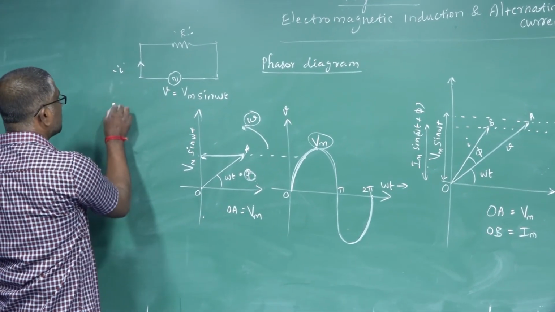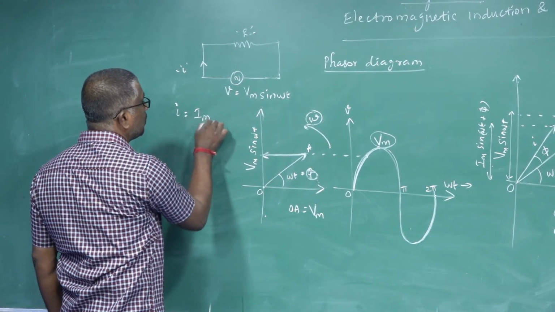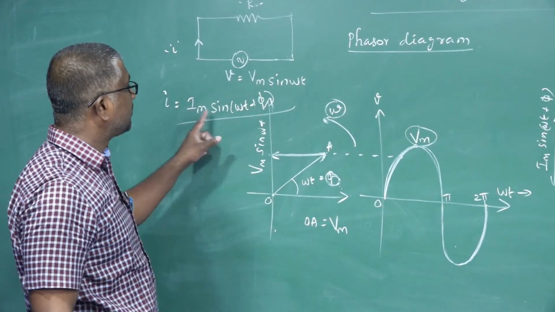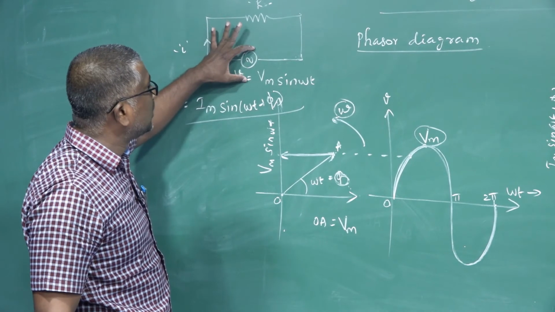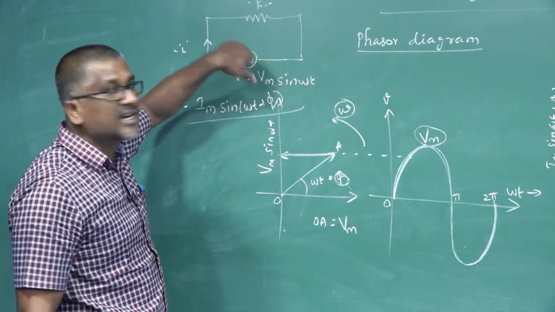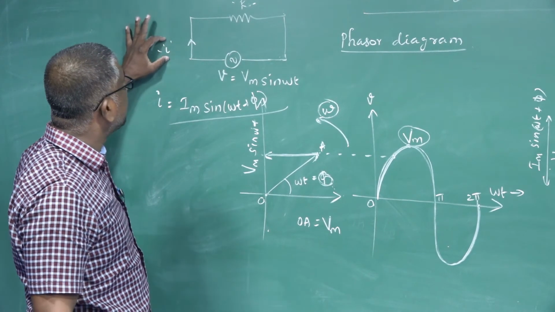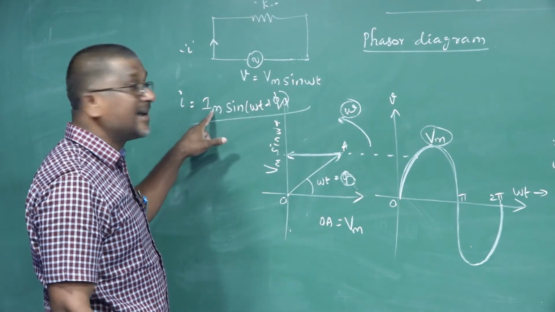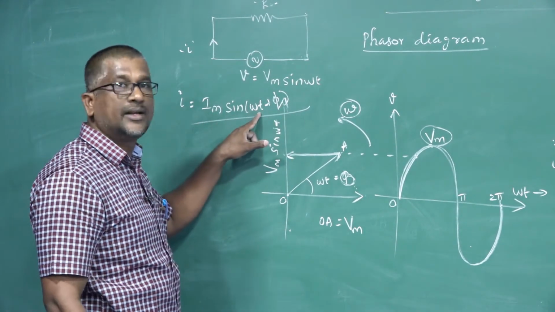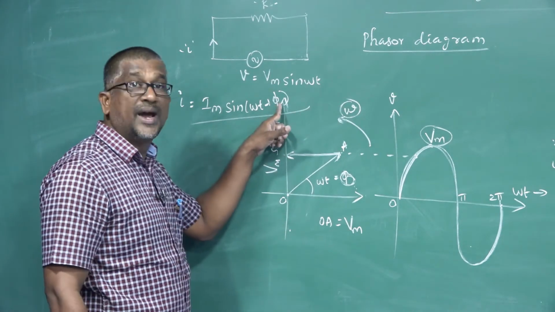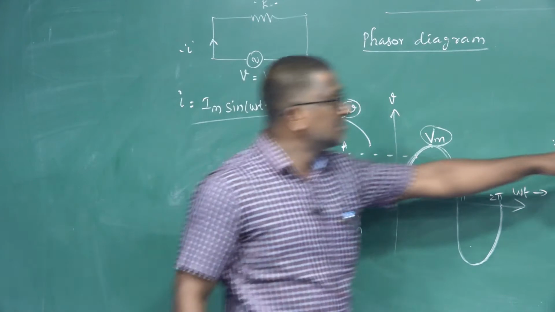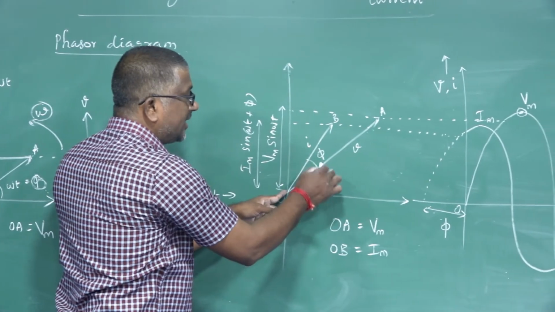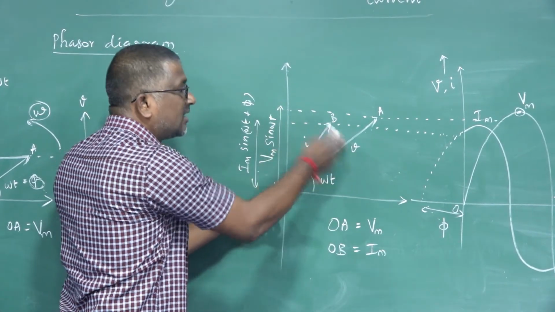That alternating current is represented by I equals Im sin of omega t plus pi. Whenever the alternating voltage is applied to any AC circuit, an alternating current definitely flows through it. Suppose the alternating current flowing through the circuit is I equals Im sin omega t plus pi. Here Im is the peak value of the alternating current, omega t is the phase of the alternating current, and pi is the phase difference between the alternating voltage and the alternating current. This is the alternating current, this is the alternating voltage, and pi is the phase difference between them.